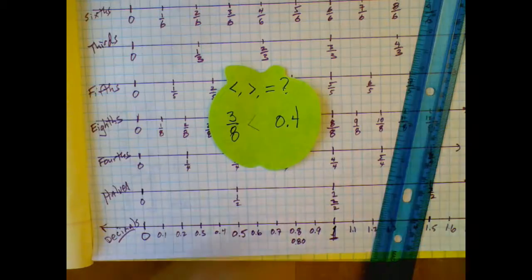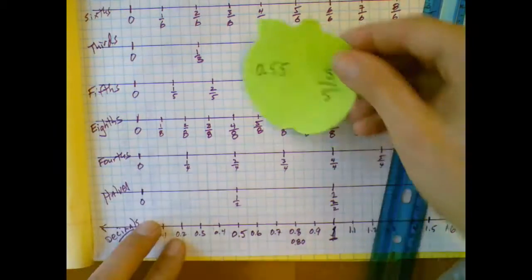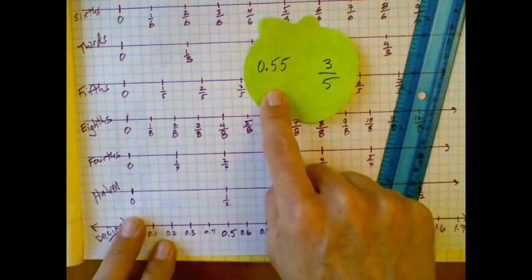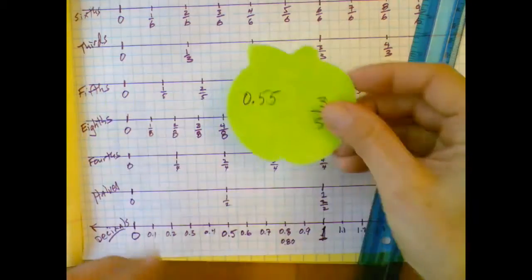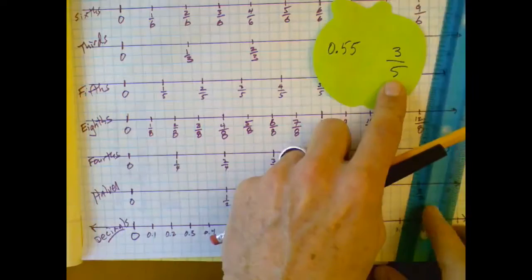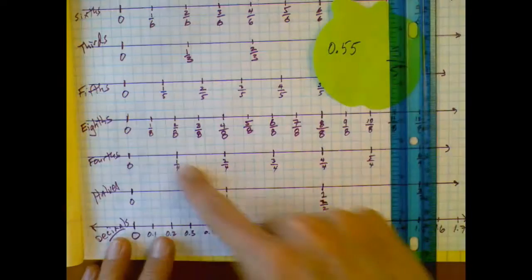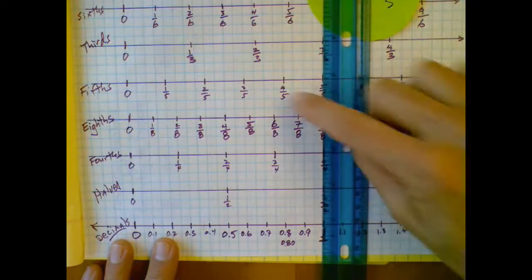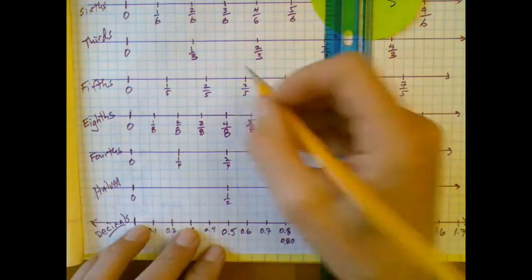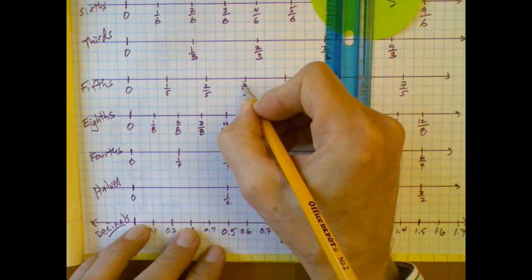Let's try another one. Let's try 55/100 compared to 3/5. So let's start with the 3/5 this time. I go up to my number line where things are divided by fifths, and I go to 3. That's 3/5. It's not very clearly written, is it?